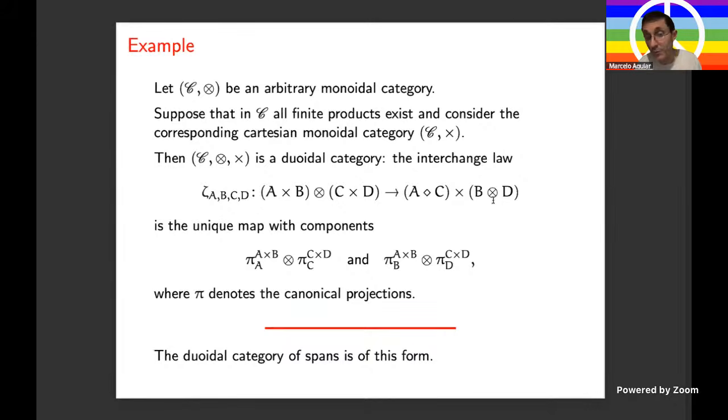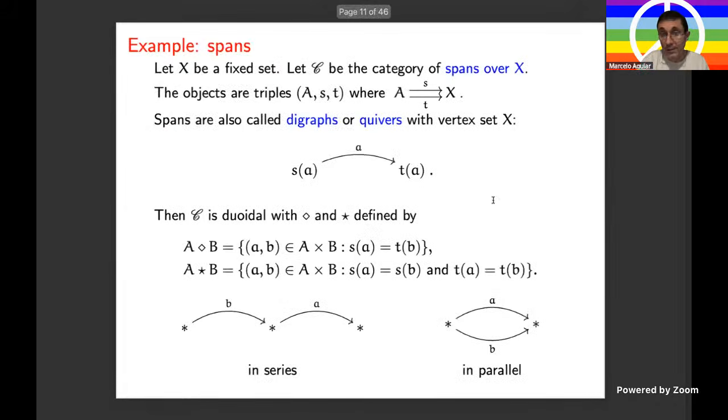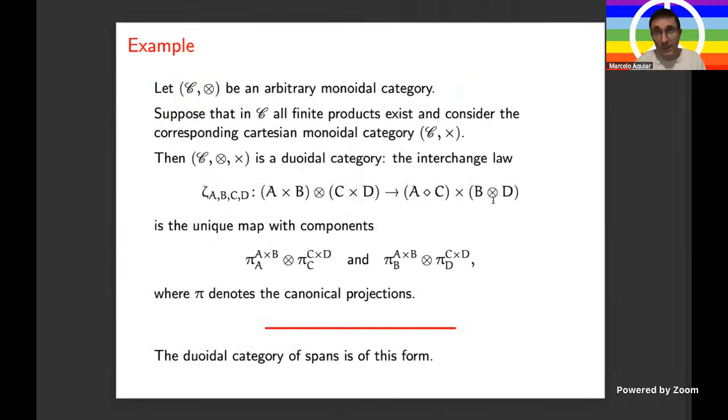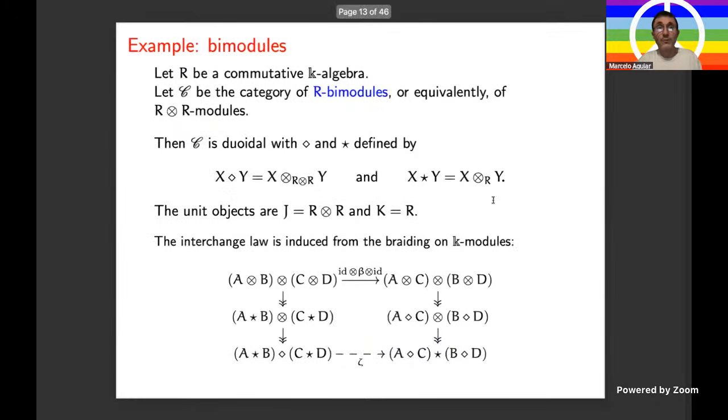The category of spans that we saw before is of this form because the second structure that we had on the previous slide is the categorical product on the category of spans over X. So this is of this kind. So another large family of examples.